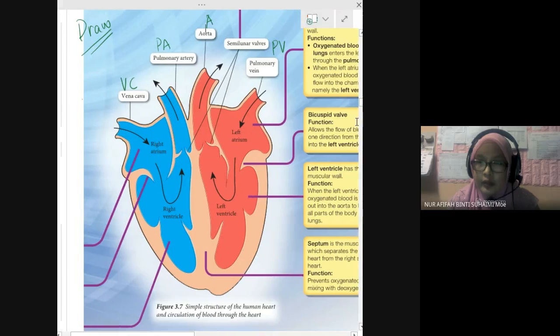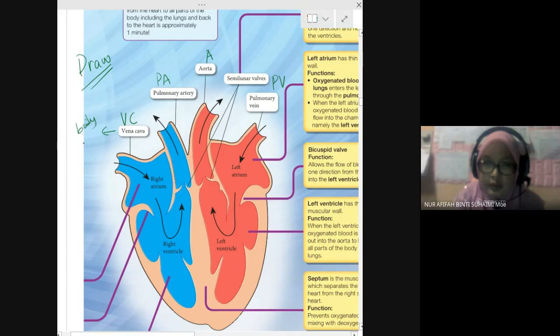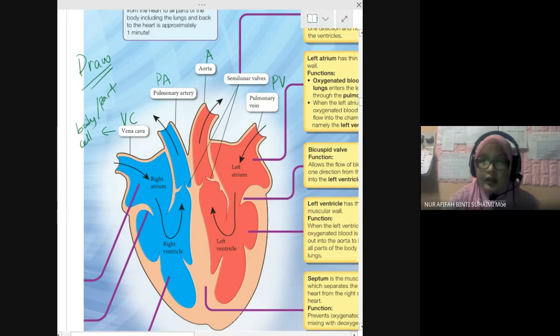For blood vessels, make sure you can imagine the blood flow. Blood flows into the heart from the body cells, from the whole part of your body, into the vena cava, and then flows through the pulmonary artery to the lungs. From the lungs, it comes back to the heart through the pulmonary vein, and the aorta pumps the oxygenated blood to the whole body, to the body cells.